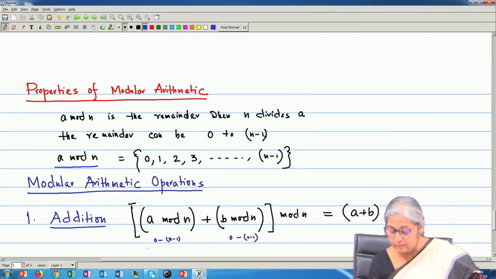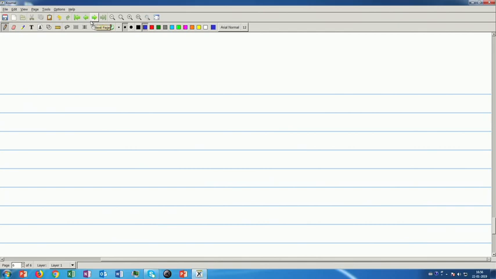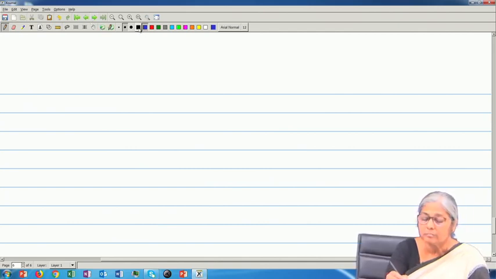So, the whole thing again becomes 0 to n minus 1, and similarly A plus B, whatever large number it is, when I am dividing it by n, since A mod n is nothing but the remainder, again this is from 0 to n minus 1. So, we know that this is A modulo n plus B modulo n. If I take the modulo n, then this will be the A plus B modulo n. So, how can we prove it? We see the proof.